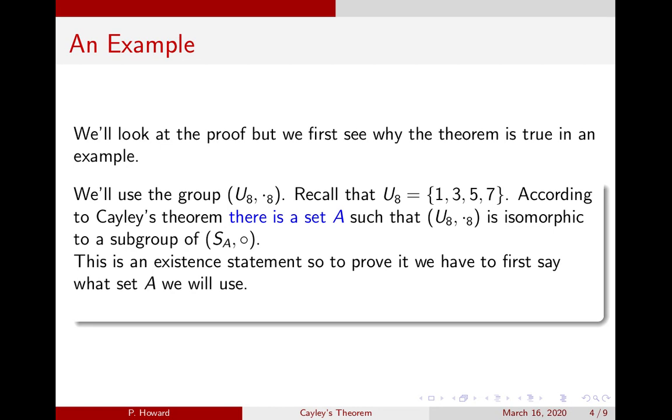And the A that we will use is the set consisting of the integers 1, 3, 5, and 7. Note that A and U sub 8 are identical. This could be a little confusing, but we're thinking of this set in two different ways. When we call it U sub 8, we're thinking of it as the elements of a group. When we call it capital A, we're thinking of it as a set of numbers that we're going to permute.